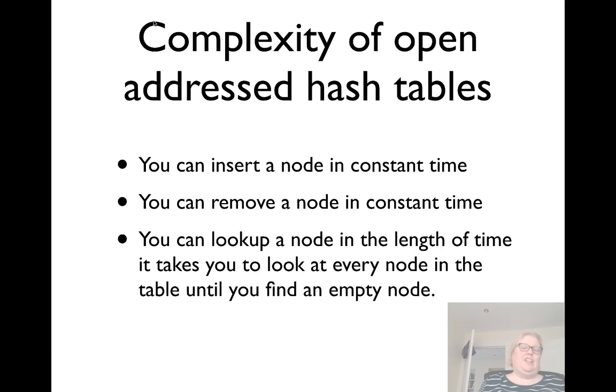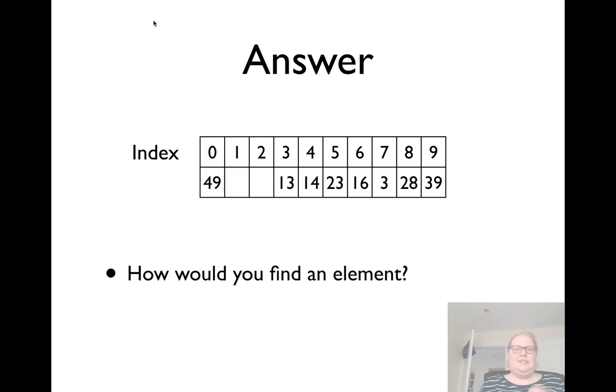The complexity of an open address hash table. You can insert a node in constant time, you can remove a node in constant time, you can look up a node in the length of time it takes you to look at every node in the table until you find an empty node. So if we go back to this case here, imagine I was looking for 63. I'm going to have to look through just about every array in the table until I get to that one blank one there. So I'm going to look up 8 of the 10 things to try and find that. So that's actually quite slow.